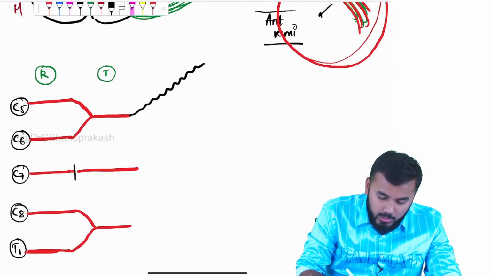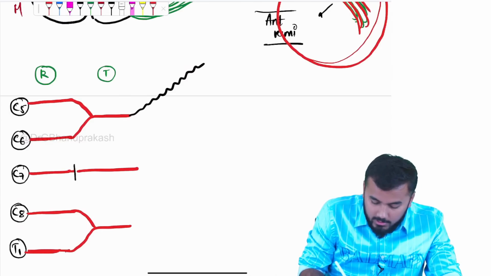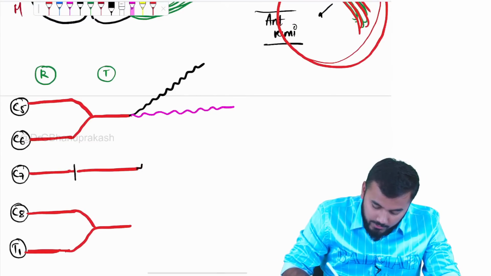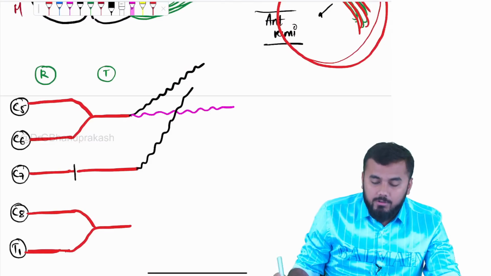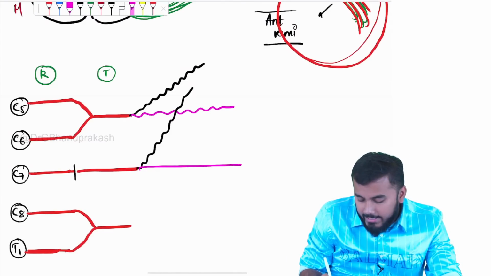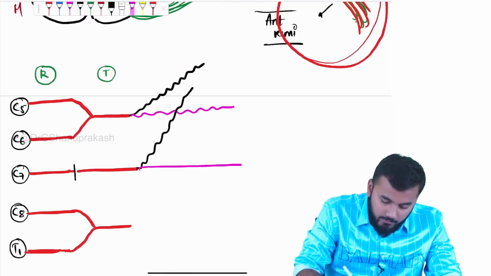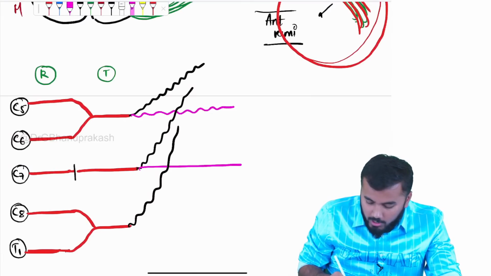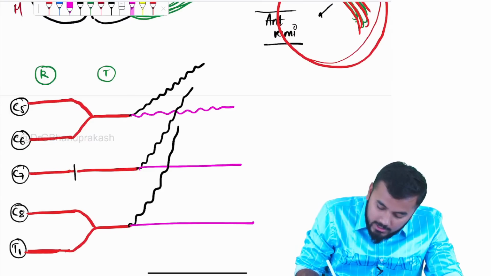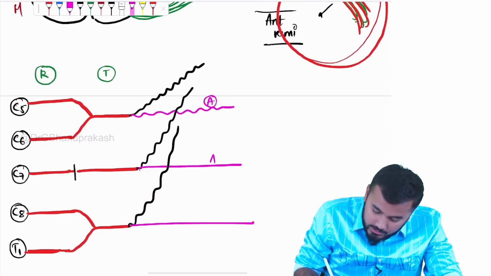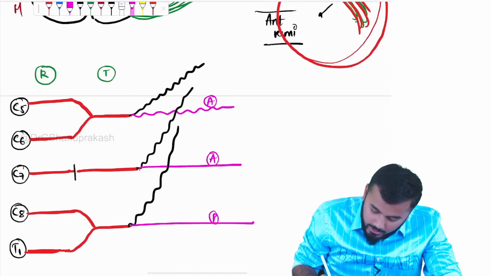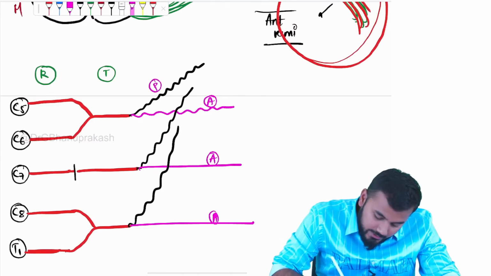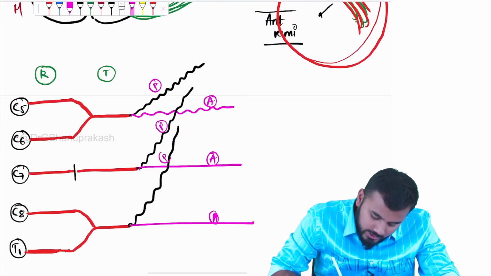Again, let me use another color. This is called the anterior division. Again, we have a posterior division and an anterior division. Again, we have a posterior division and an anterior division. So what are these? Anterior divisions. And what are these black colored waves? These are called posterior divisions.